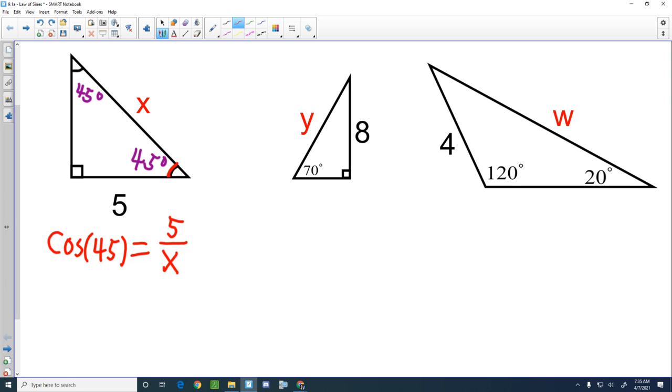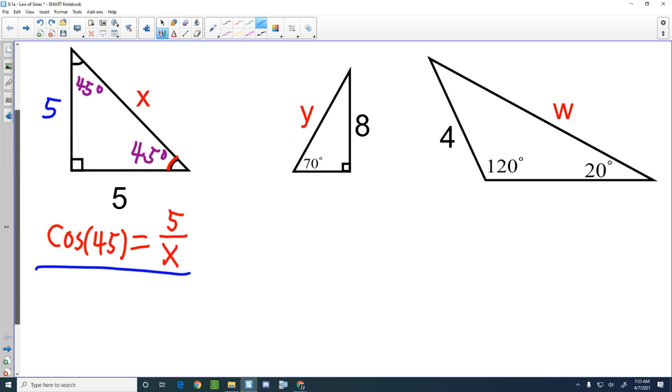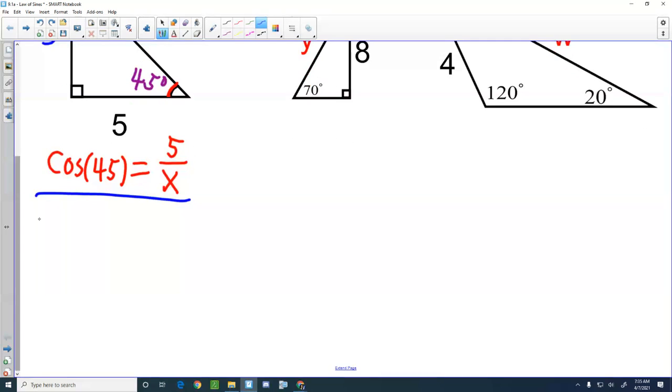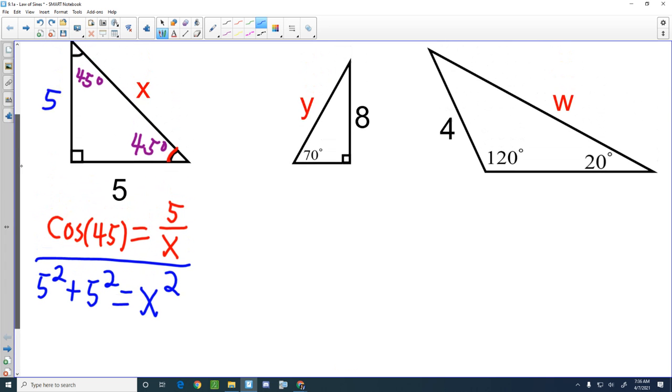Another technique that we could use is, if these two angles are the same, then I know that these two legs have to be the same, 5 and 5, and we could use the Pythagorean theorem, right? If you know two sides of a right triangle, you can use a squared plus b squared equals c squared to find that third length. So we could say 5 squared plus 5 squared equals x squared, and solve that for x, and we'll get the same answer.